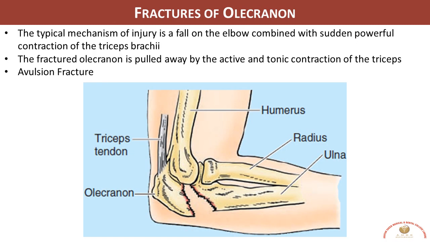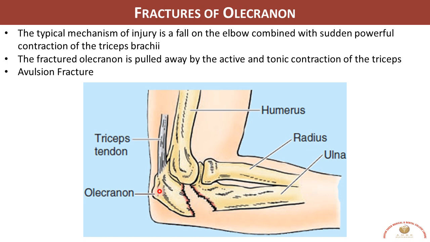Now in the last we are going to cover the fractures of olecranon. The olecranon process, we all know, is a bony process that is subcutaneous and protrusive. Laypeople say that there is a fractured elbow. What they term a fractured elbow is basically the fracture of the olecranon. The typical mechanism of injury is a fall on the elbow combined with sudden powerful contraction of the triceps brachii muscle. You can see here the triceps brachii attaches over the olecranon. The fractured olecranon is pulled away by the active and tonic contractions of the triceps. So it will cause the avulsion of this olecranon.